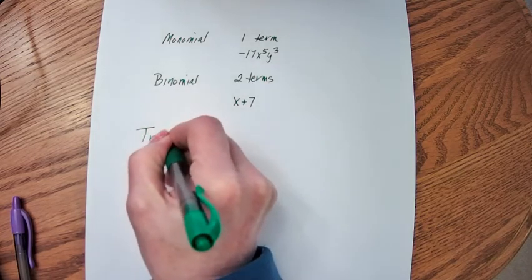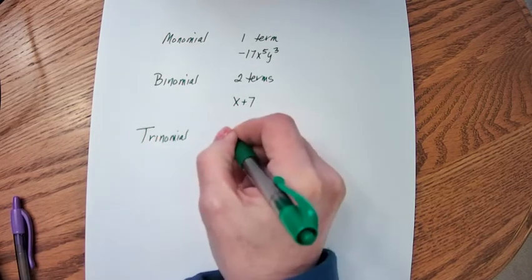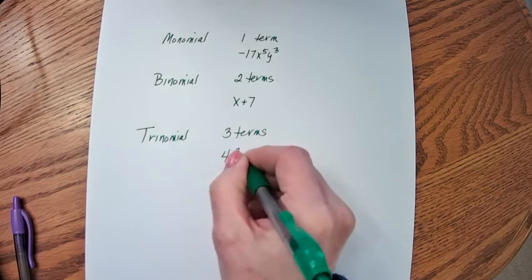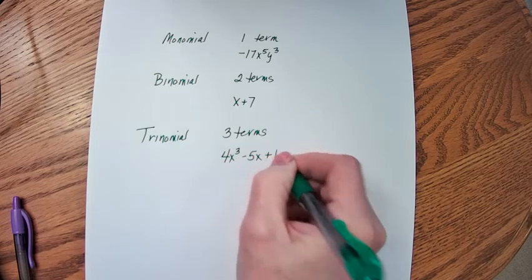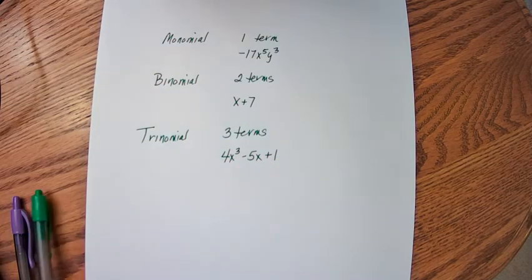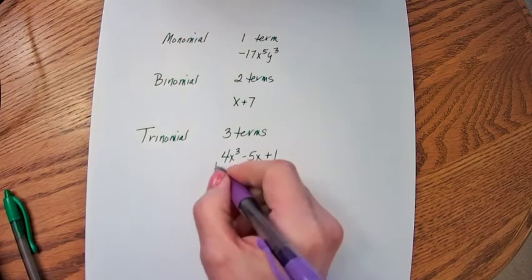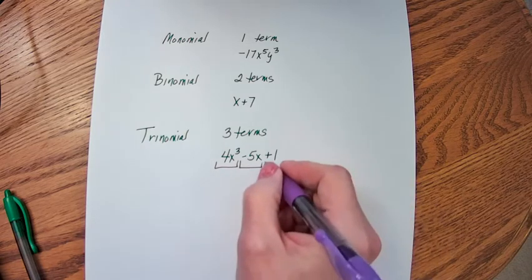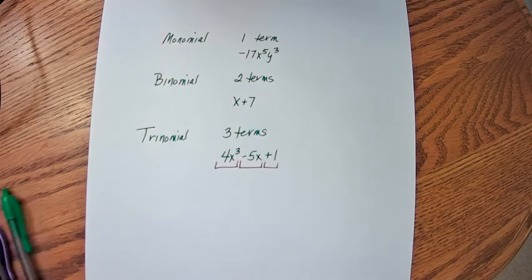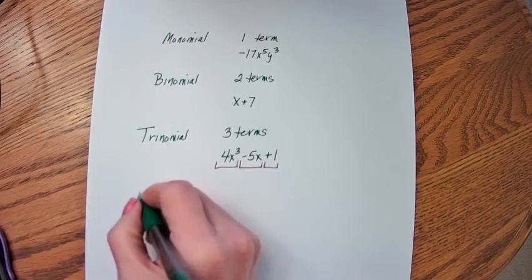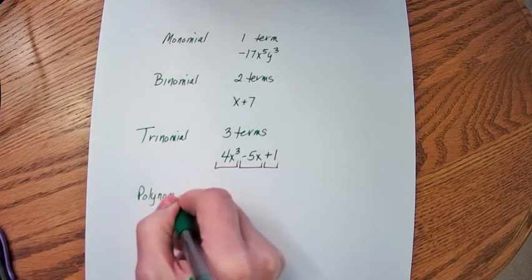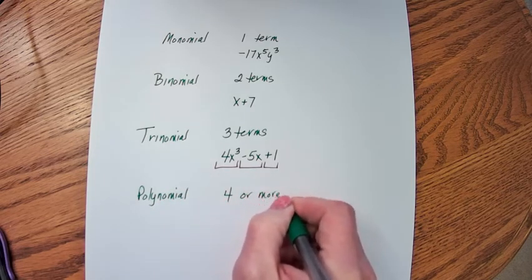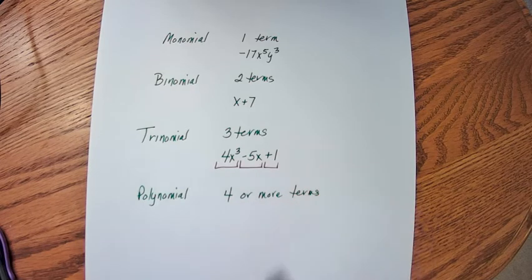A trinomial, not surprisingly, is going to have three terms. 4x to the third minus 5x plus 1. That would be considered a trinomial. My first term is 4x to the third, my second term is negative 5x, and my third term is that 1. Anything bigger than three terms is just called a polynomial. No special name for four or more terms. It's just called a polynomial.